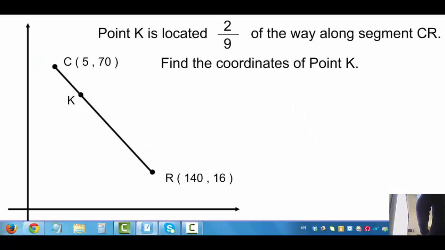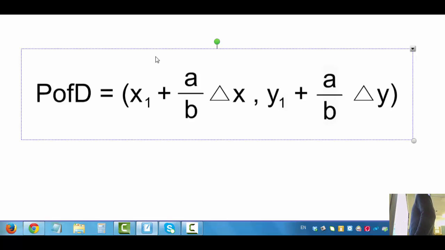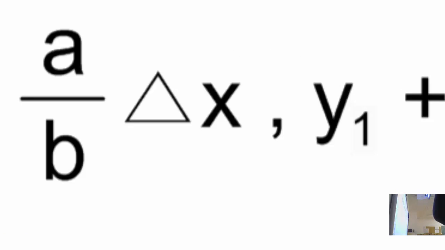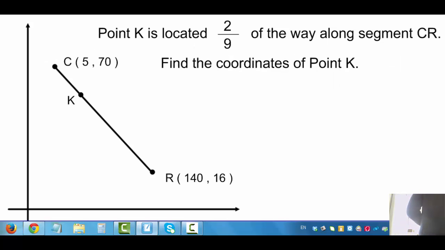And now, I'm going to deal with this. I'm not reading this question yet. I know this is a point of division question, so let's just write down the formula first. So there goes my formula. Now I need to figure out which one is x1, what is a divided by b, what are the differences. Remember, triangle x means the difference between the x's. So now let's go and work on that.